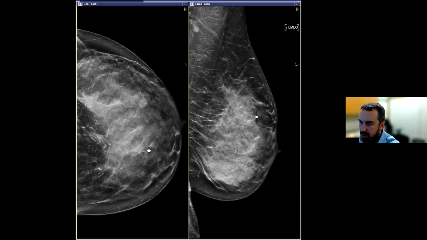On the CC view, there's some suggestion of asymmetry here in the more medial breast, potentially corresponding with the palpable marker. And on the MLO view, we see this area here with some potential architectural distortion in the upper breast, which might correspond to this palpable marker.